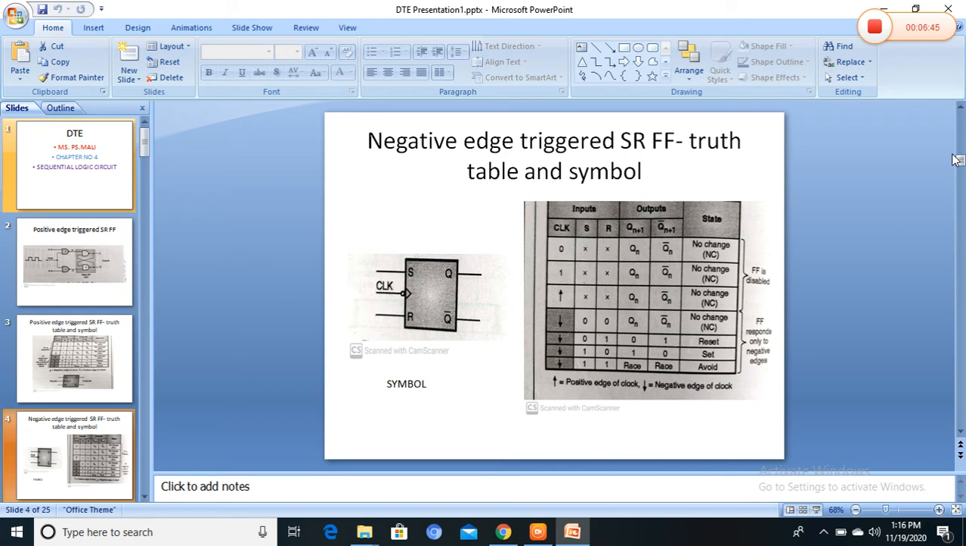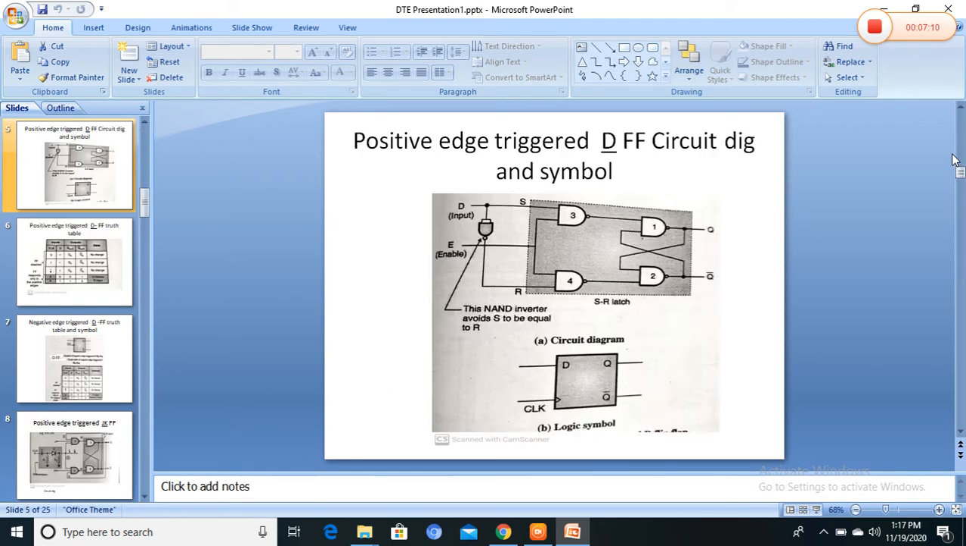In an edge trigger, the clock signal is applied as a clock, while in a level trigger the clock signal is applied as an enable input. This is the truth table of the negative edge trigger flip-flop, and this is its symbol. The flip-flop is disabled in three conditions, and after that it only responds to change on its negative edges. This is the negative edge trigger flip-flop. Next, the flip-flop type is the positive edge trigger D flip-flop.